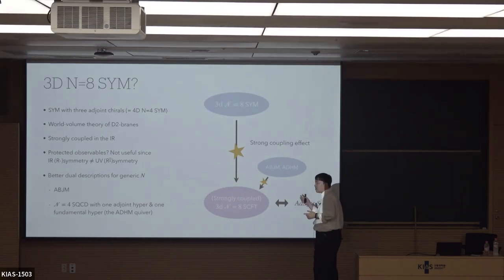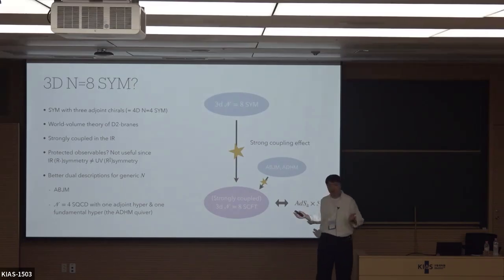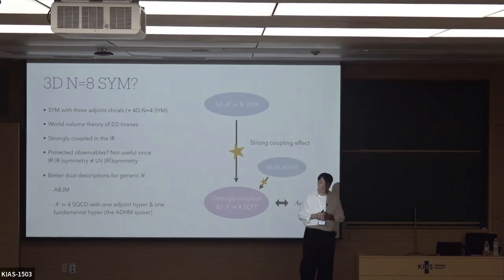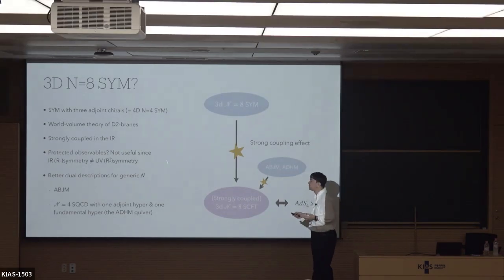So in that case, we usually adopt the study of these protected observables, like supersymmetric partition functions, which are independent of the RG flow. The thing is that even this approach is not very useful in this case. Why is that? So it turns out the correct IR symmetry, especially the R symmetry of this n equal to 8 super Yang-Mills is different from UV symmetry. And we are only able to access this UV data.